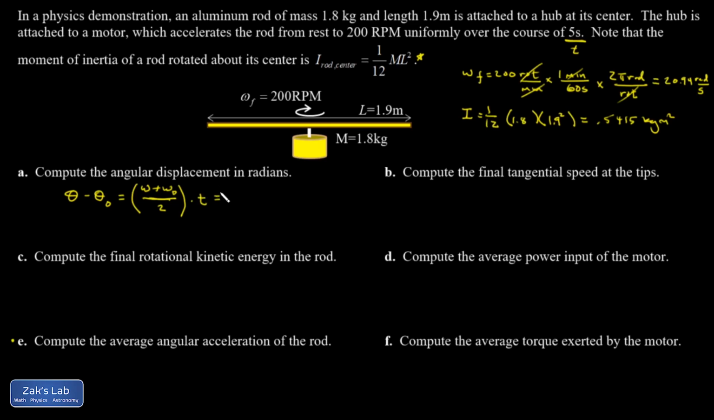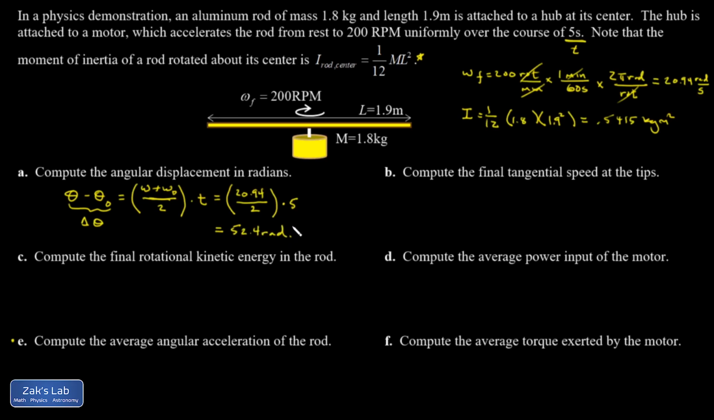So the left-hand side that I just wrote down, theta minus theta naught, is the angular displacement delta theta. When I plug in my final angular velocity, that's 20.94. My initial was 0, so I'm not going to write it. Take 20.94 over 2 and multiply it by the total time for the process, which was 5 seconds. When I do this, I get 52.4 radians of total rotation as this thing is speeding up.